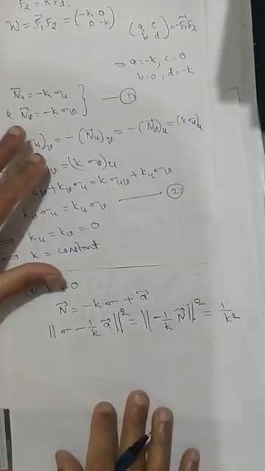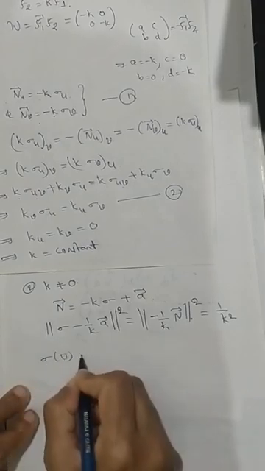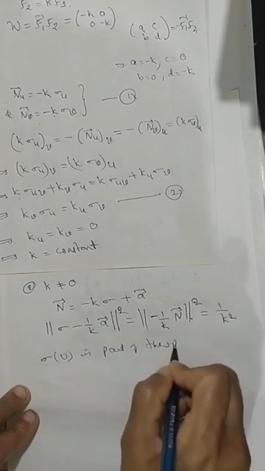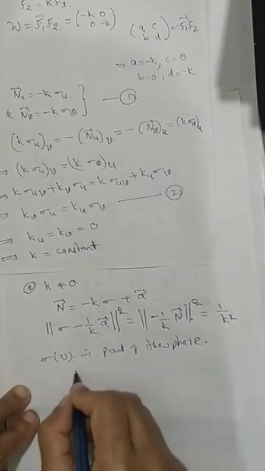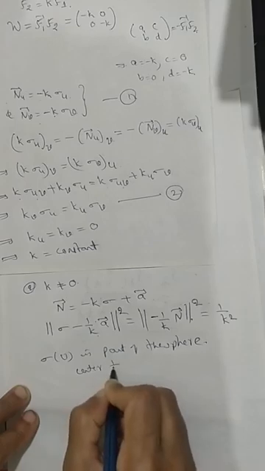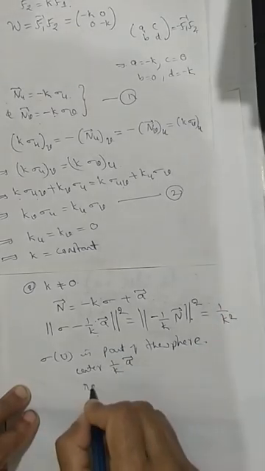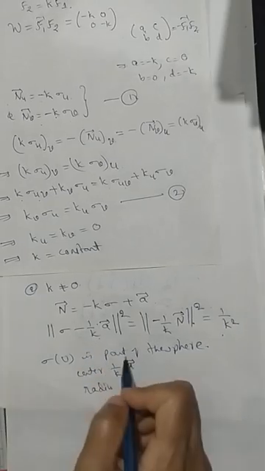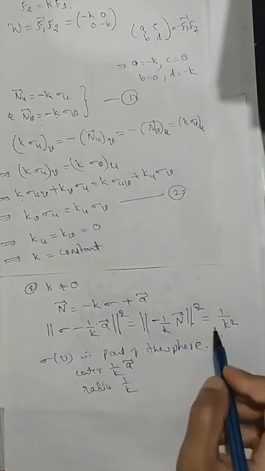So what does it imply? It implies that sigma of U is part of a sphere. What is the center here? The center is 1 by k into a, and the radius is 1 by k. So it's part of the sphere with center 1 by k into a and radius 1 divided by k.